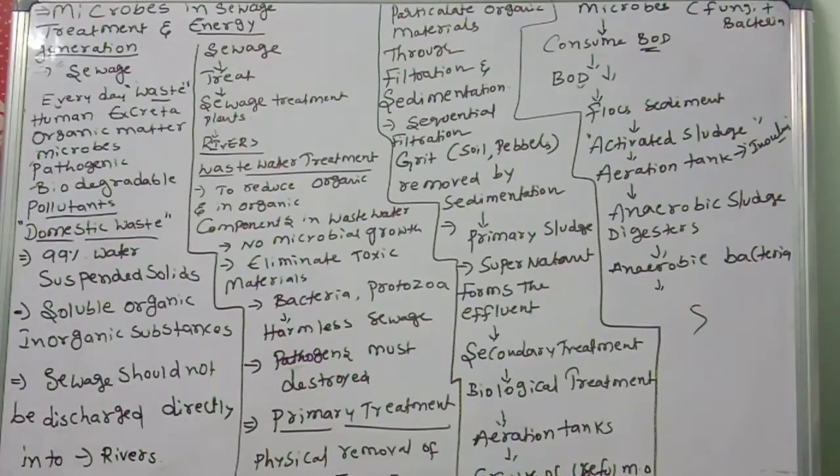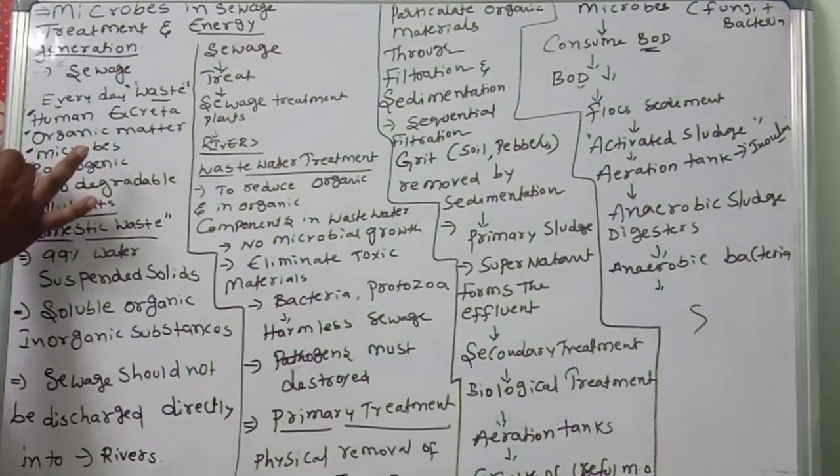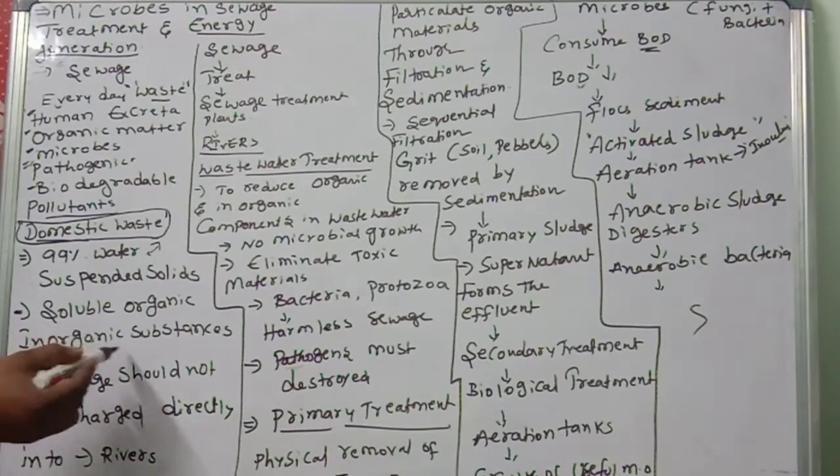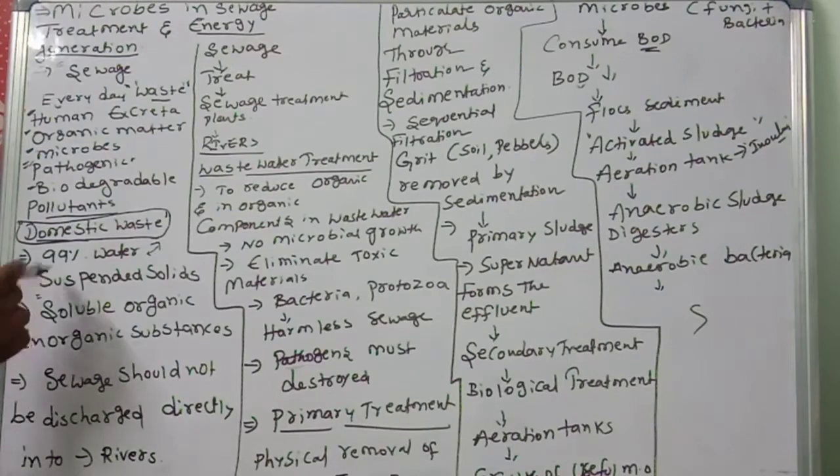What is there in the sewage mainly? There is too much waste, like human excreta, organic matter, microbes, and very dangerous disease-causing pathogens. There are also biodegradable substances, which can be degraded by microorganisms, and pollutants. Coming to domestic waste at home: we regularly use things and produce waste, and that is called domestic waste. 99% of domestic waste is water. It also contains suspended solids and soluble organic and inorganic substances. I'm not saying insoluble, I'm saying soluble. All of these are present in domestic waste.